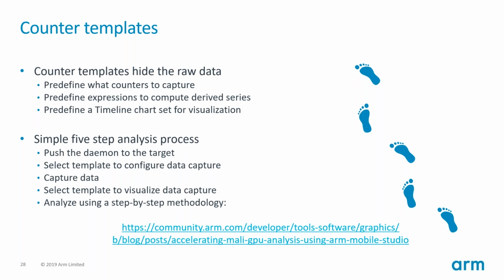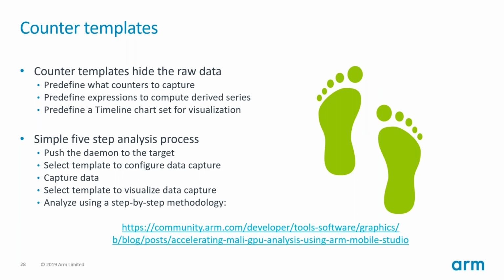I mentioned earlier that one of the things we're aiming for with the Android tools is to make them easier to use. So one thing we're trying to do for the next tool release is to replace the 5-step process with a 2-step process, which should just be push the daemon to the device, and as long as you want the default template, it will automatically be selected and automatically be used for visualization. So then all you have to do is go and look at the visualization and work out what's going wrong.